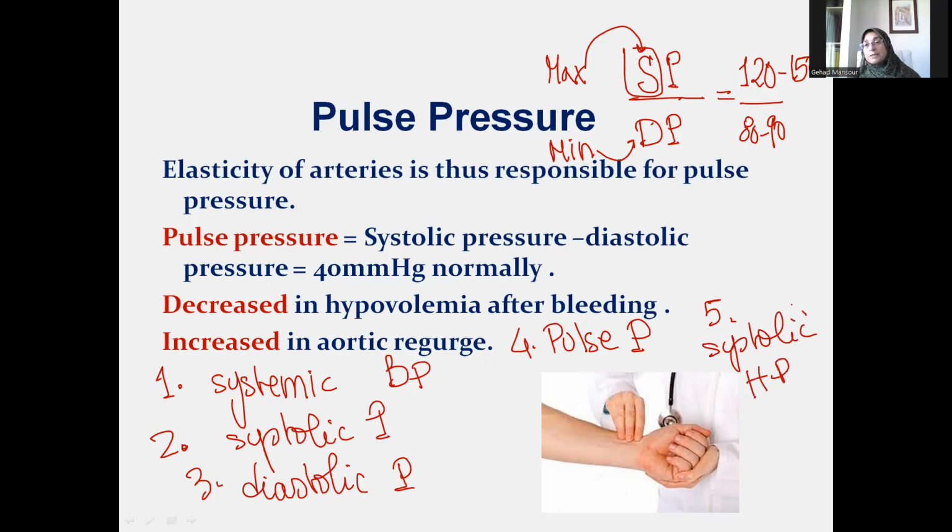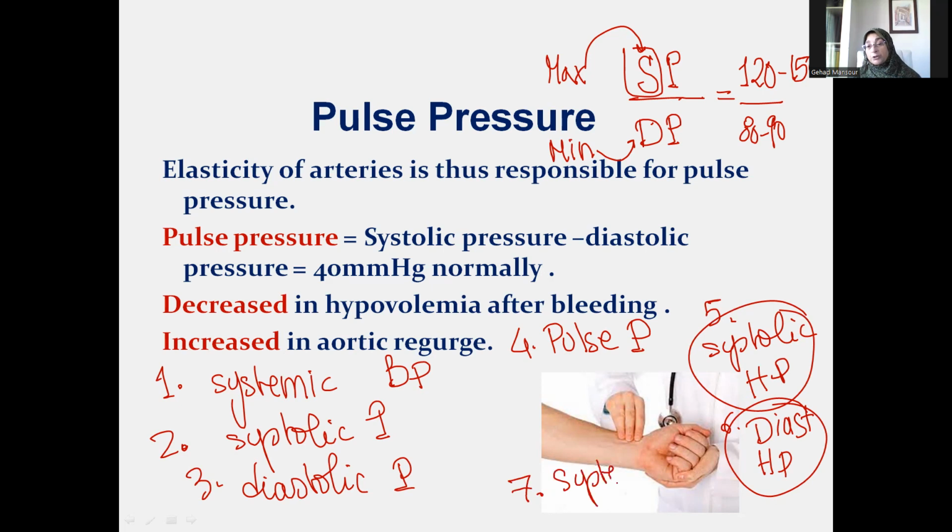Systolic hypertension means that it is only the systolic pressure that is higher than normal. Number 6, diastolic hypertension means that it is only the diastolic blood pressure that is higher than normal. And finally, systemic hypertension, which means that both the systolic and diastolic blood pressures are elevated, the systolic pressure being more than 150, the diastolic blood pressure being more than 90 millimeters mercury, but on 3 separate occasions.